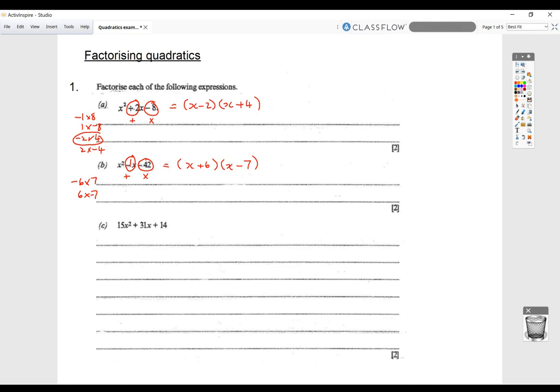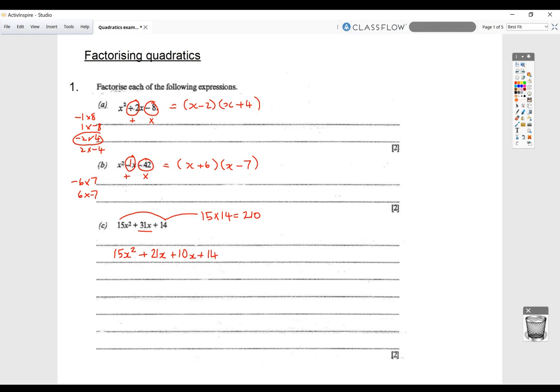The third question here is much more a higher tier standard question. What we would have to do is, first of all, take the first and third term and multiply those numbers together. So 15 times 14 gives us 210. We are looking for a pair of numbers which multiply to make 210, but add to give 31 in the middle. The answer for that pair of numbers is 21 and 10. So our first job is to rewrite the quadratic using that pair of numbers: 15x squared + 21x + 10x + 14.